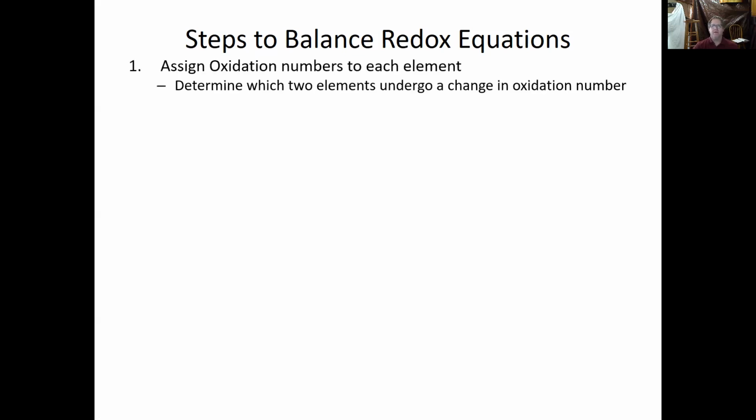Okay, so let's look at the steps to balancing oxidation reduction reactions in the overly simplified version. Okay, first of all, assign oxidation numbers to each and every element. Now you need to, after that, determine which elements undergo a change in oxidation number. There's always going to be an oxidation and a reduction. Now, there's some really complicated ones in which more than 2 elements undergo a change in oxidation number. We're not going to look at those, although those do exist.